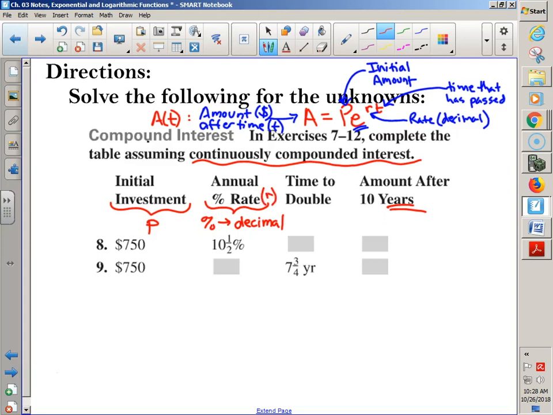Time to double. T, when the new amount is double the initial amount. You're going to see double a few times in homework, or maybe you'll see half. And we would change this to time when A equals 1/2 of P. If anyone's done chemistry, half-life. Amount after 10 years is just what is A when T is 10. That's it. A of 10, or what's the amount when t is 10?